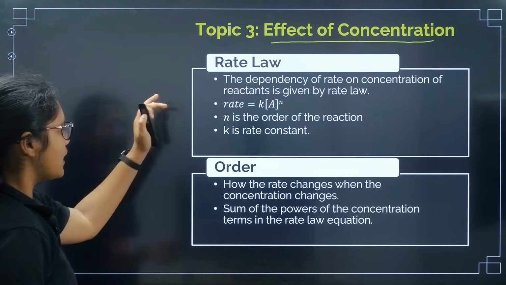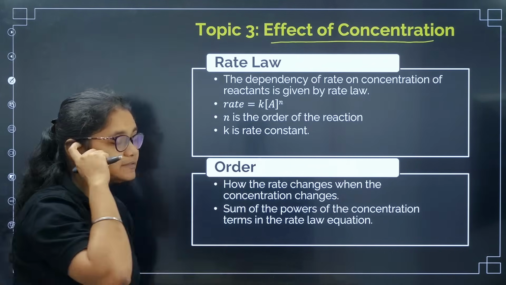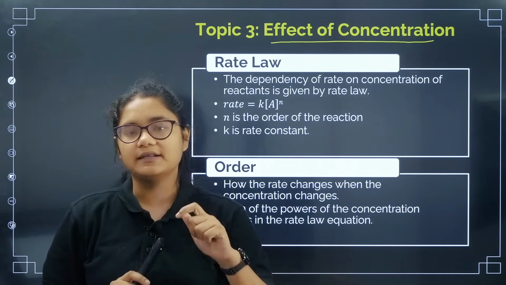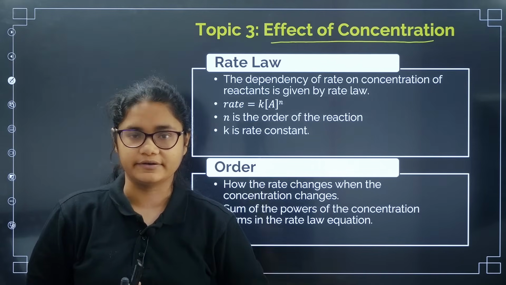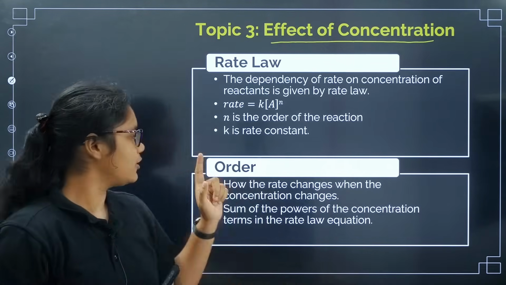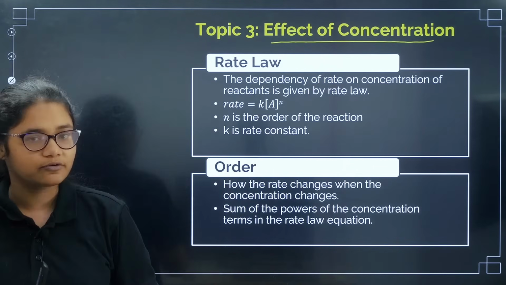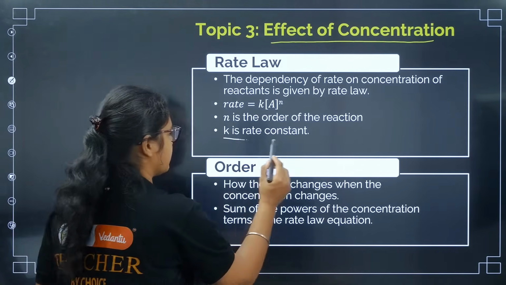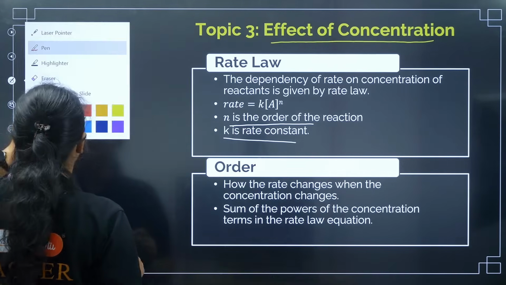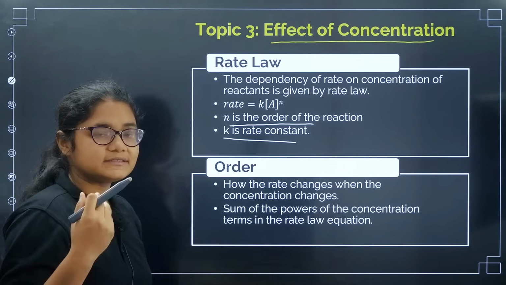Now we will go to the rate law, which means the dependency. The dependency of the rate of a reaction on concentration is given by the rate law. So the rate law is: rate is equal to K into A to the power of n, where n is the order of the reaction and K is the rate constant. Now we will see about order. What exactly does order tell?